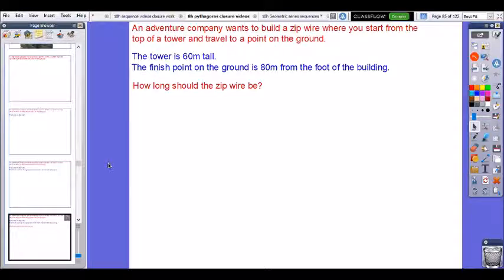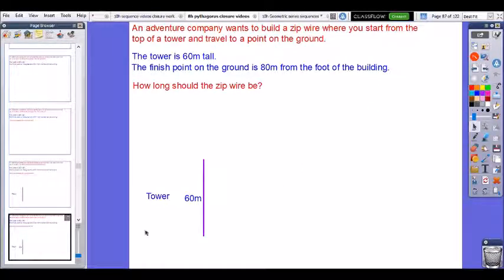The way we're going to solve this problem, we are going to draw a sketch. So let's consider the information that we've been given. First of all, it tells us that the tower is 60 meters tall. So for my tower, I don't need to draw anything fancy, I'm just going to draw a line which represents my tower, and that's 60 meters tall. The next bit of information we were told is that the finish point on the ground is 80 meters from the foot of the building.